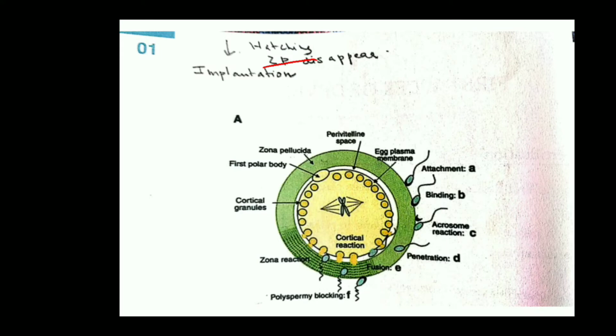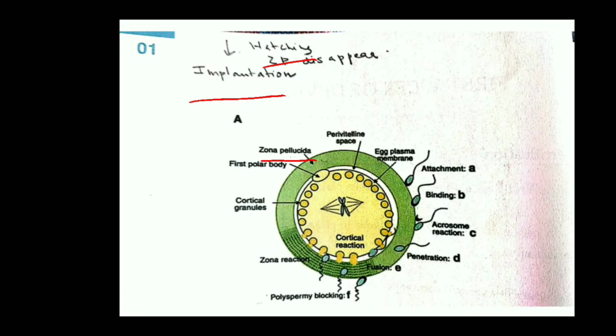It means that the zona pellucida layer, which we talked about, disappears. The zona pellucida is something which is preventing the implantation and preventing polyspermy, and now that the zona pellucida has disappeared, we have the implantation. In this diagram, we can see the zona pellucida layer, which is in green color.